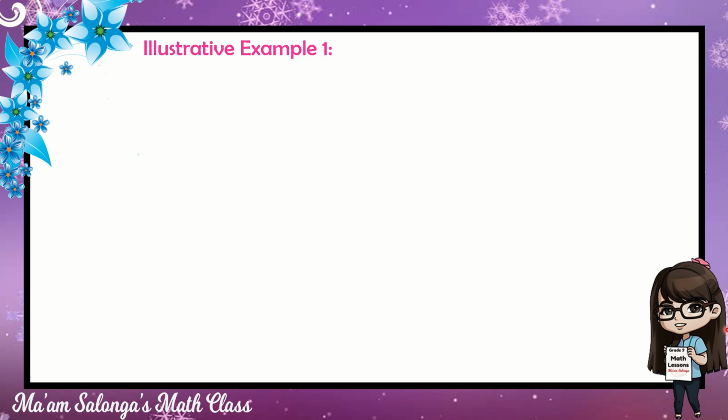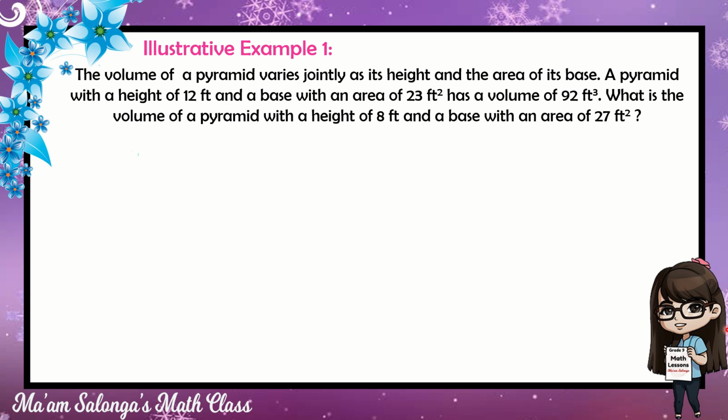So let's have illustrative example number 1. The volume of a pyramid varies jointly as its height and the area of its base. A pyramid with a height of 12 feet and a base with an area of 23 square feet has a volume of 92 cubic feet. What is the volume of a pyramid with a height of 8 feet and a base with an area of 27 square feet?